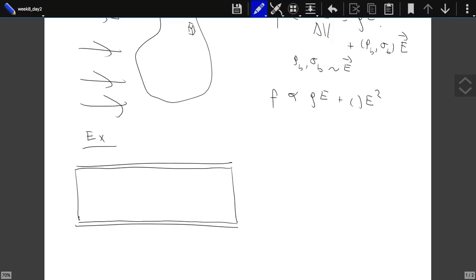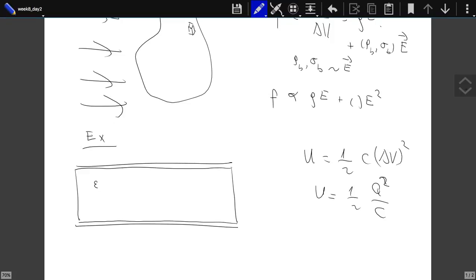Because we know that if you want to charge a capacitor, the energy stored in a capacitor is always 1/2 C delta V squared, which is 1/2 Q squared over C. So if we know C, we know the energy stored. So let's see how the dielectric modifies the capacitance.